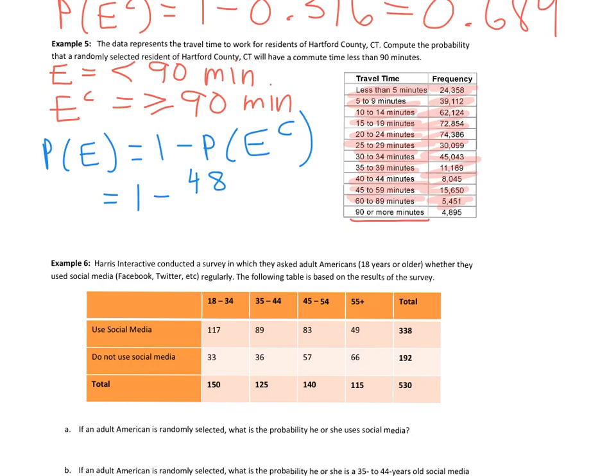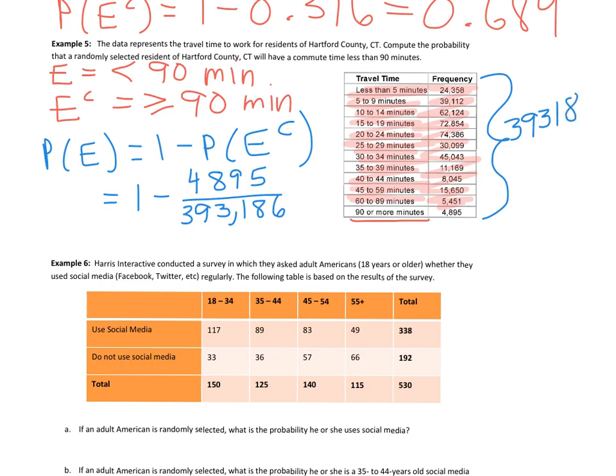So 4,895 over the total amount of residents. I'll tell you what that is. There's 393,186 residents. So that's the total frequencies. Okay, and we can just put that in our calculator, and we should get about 0.9876. All right, so again, rather than adding up all that highlighted in red, we could use the complement to make our life a little bit easier.